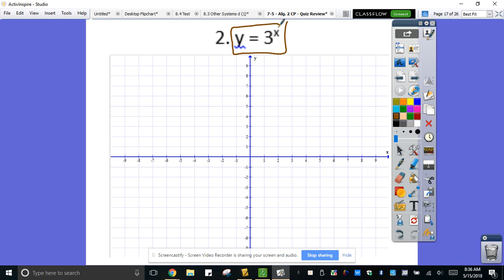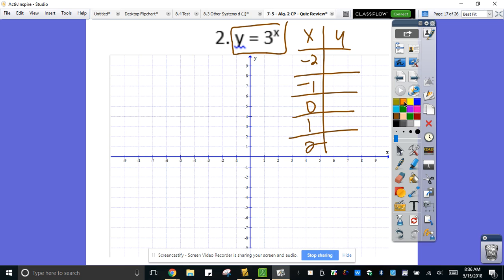This is another parent function, y equals 3 to the x. When you make a table for this one here, use -2, -1, 0, 1, 2. You plug in -2 right there, it gives you 1/9. Plugging in -1 gives you 1/3, then 1, and then 3, 9. Just reverse all the time.